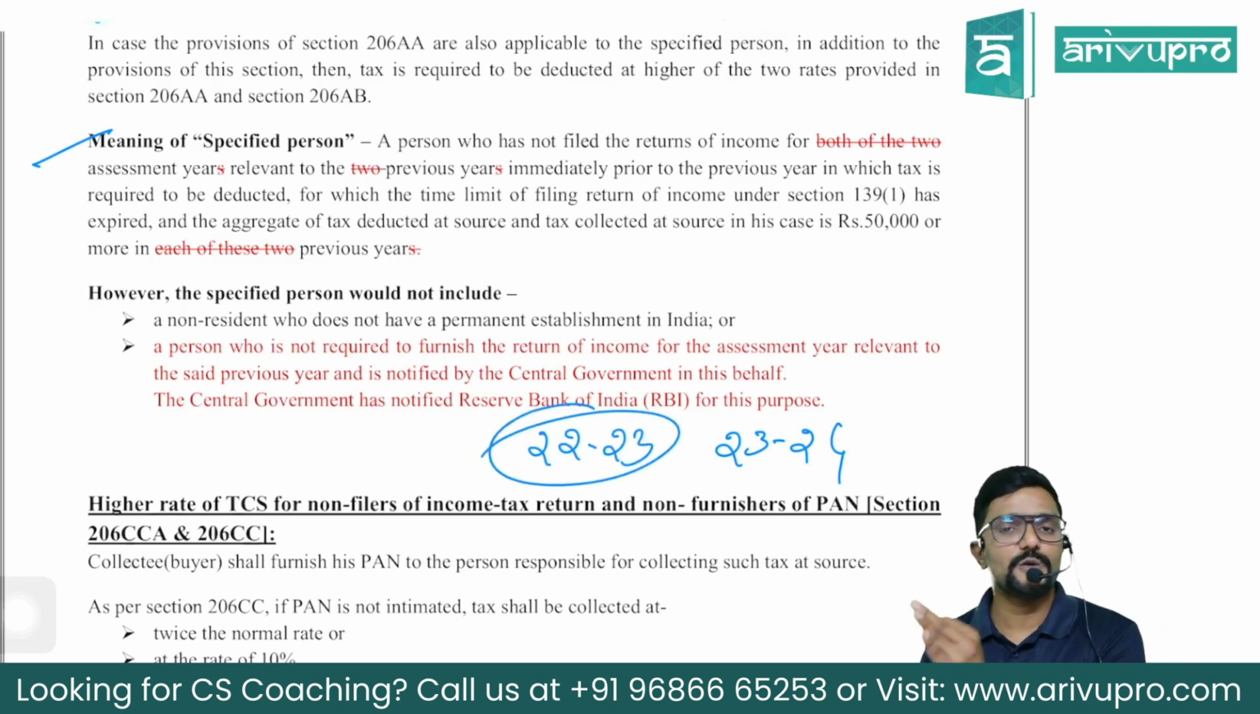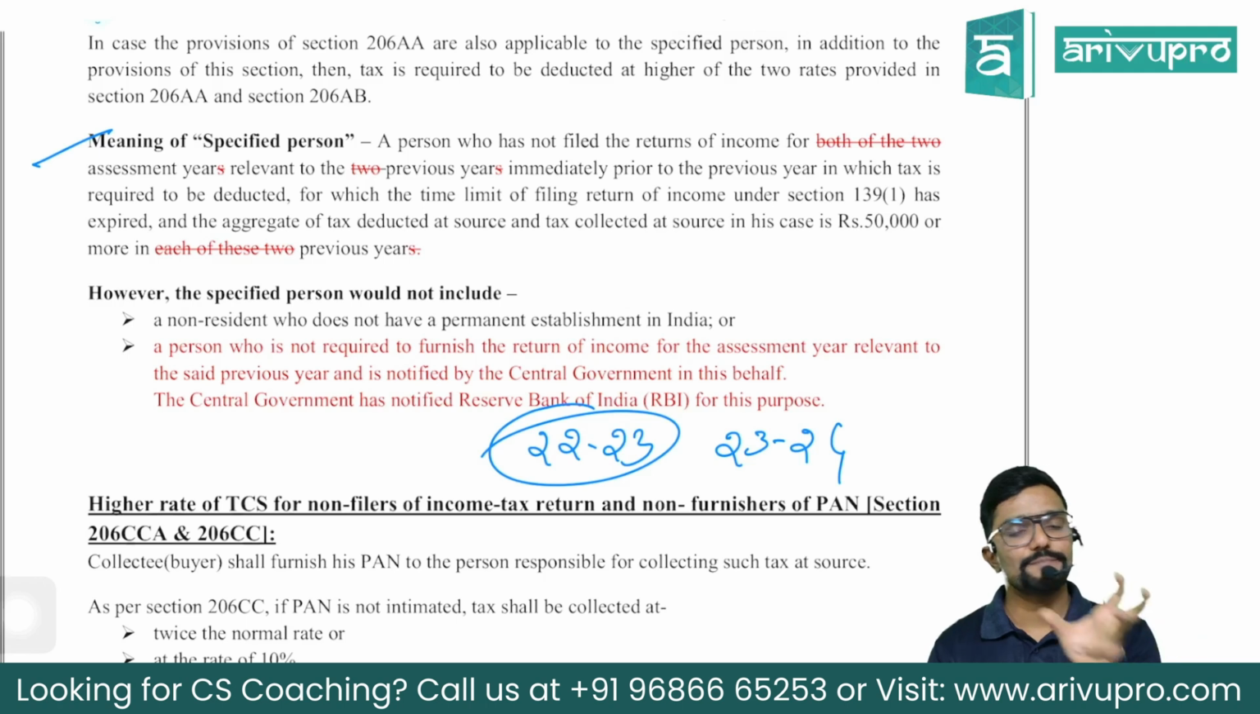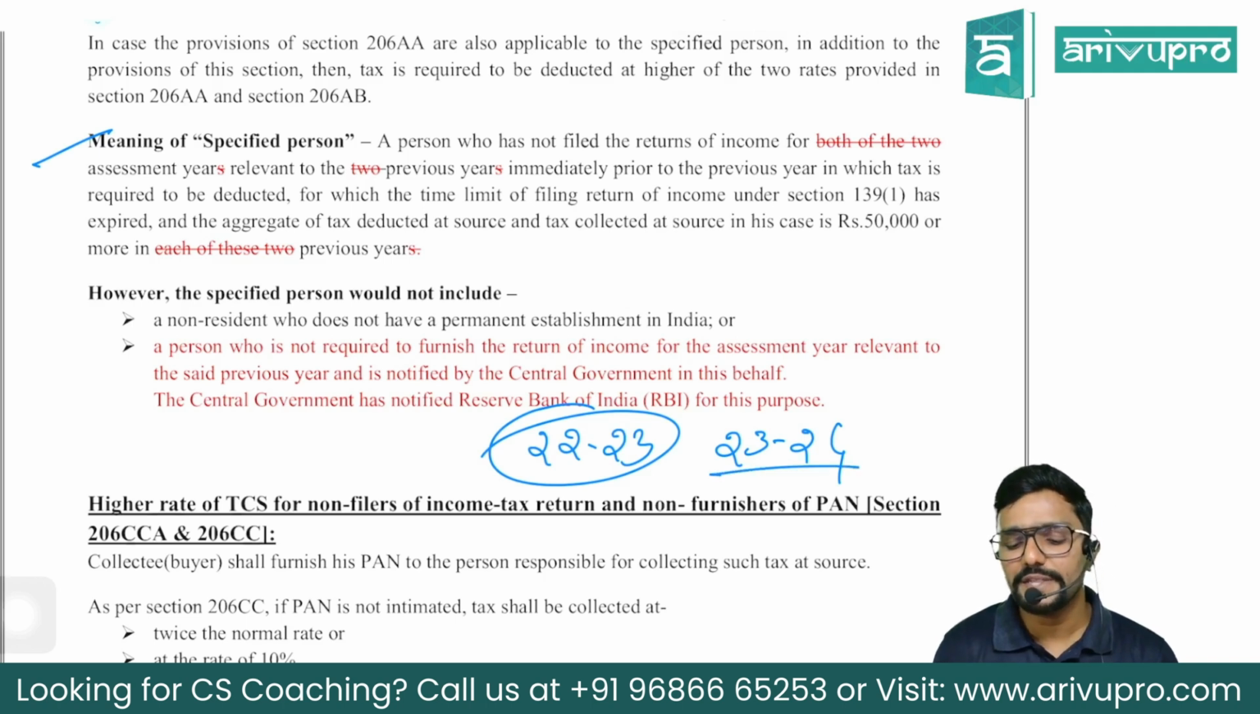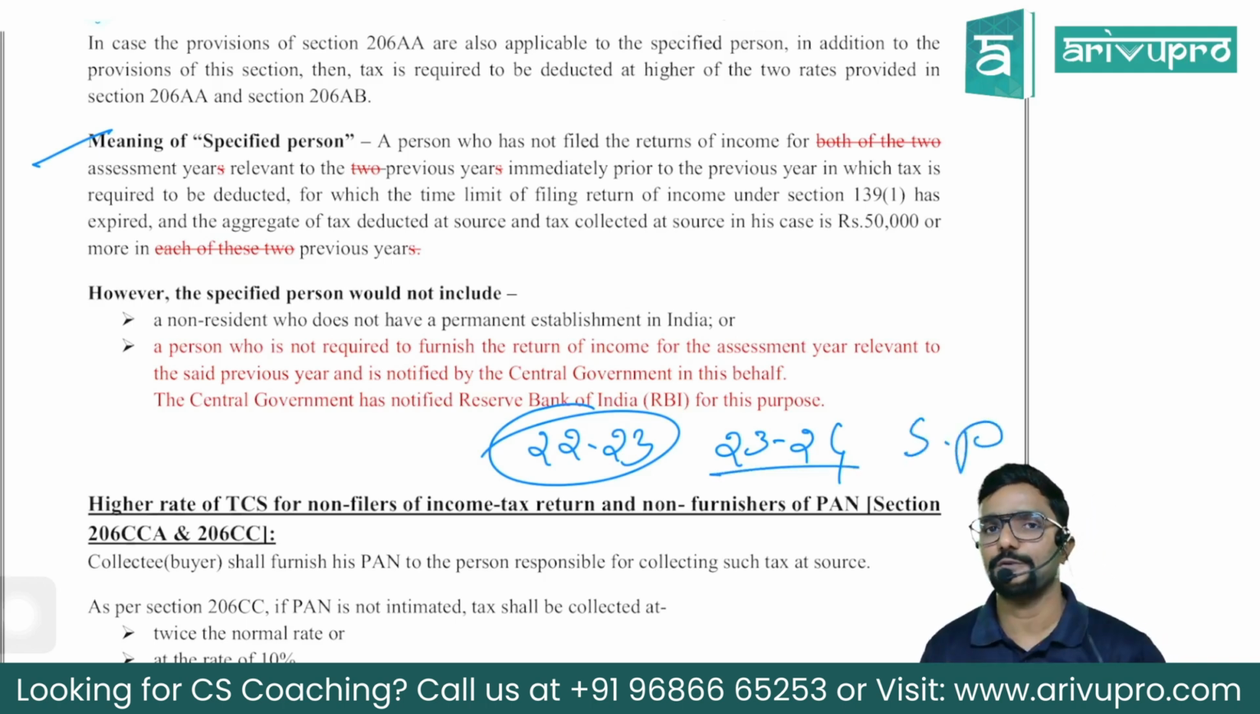For 22-23, if TDS plus TCS under all sections put together is 50,000 or more, plus the person has not filed the return for 22-23 and the due date to file the return is over, in that case, for previous year 23-24, he will be treated as specified person. Only 1 year we have to take here.